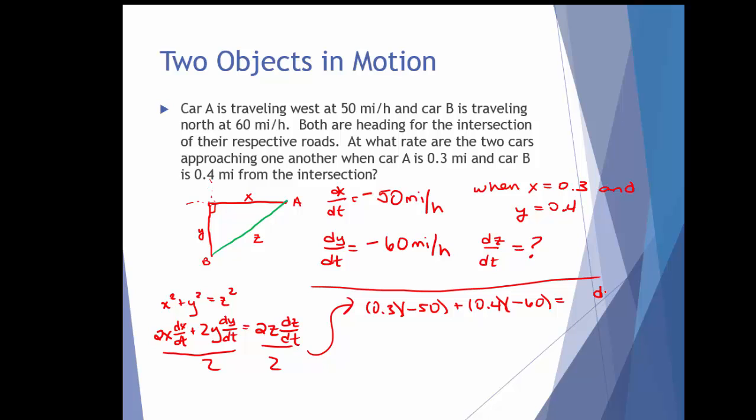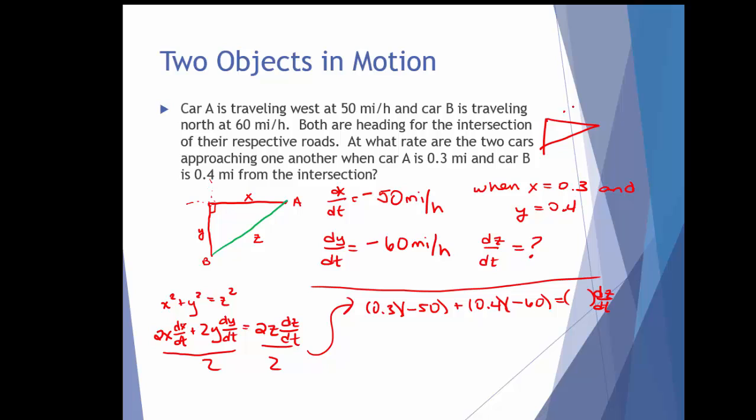Now dz dt is what I'm looking for. I don't expect to input any numbers in for that. What I don't have at the moment, however, is a representation for z. But again, we have now frozen this at a particular moment in time, a particular moment when x is 0.3, y is 0.4. So in that case, we can go ahead and take a look at the right triangle that results. That's a horrible triangle, but bear with me.